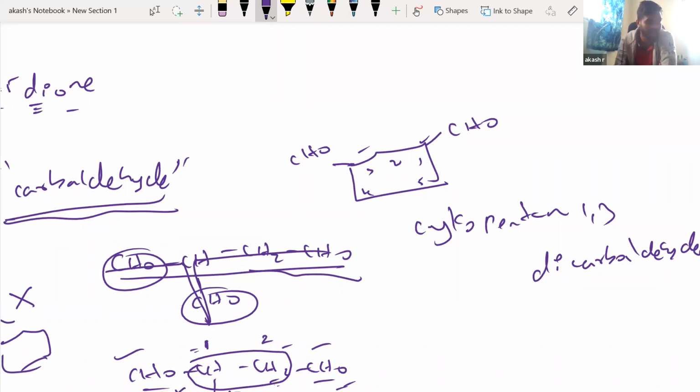You should not write cyclopentanal, cyclohexanal, like this. Okay, fine.